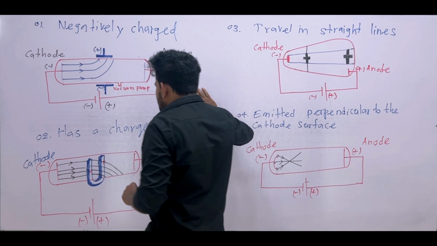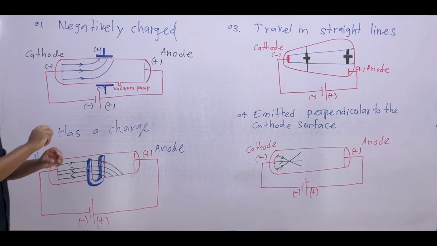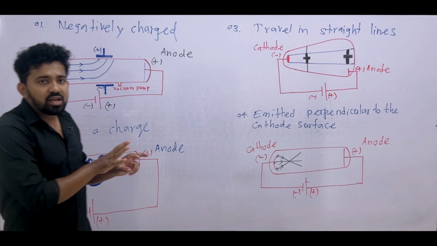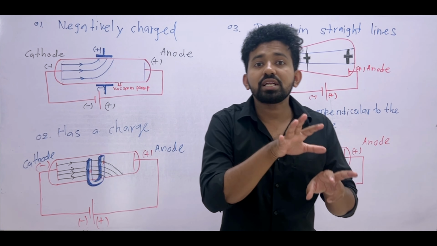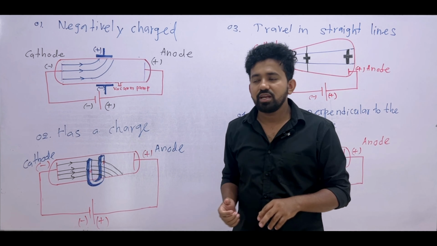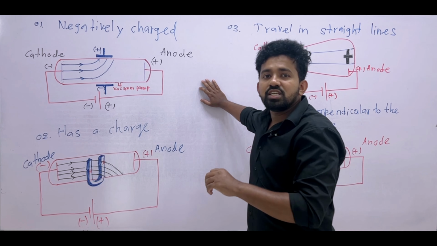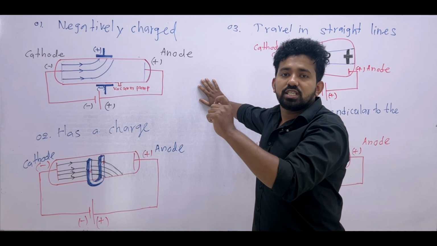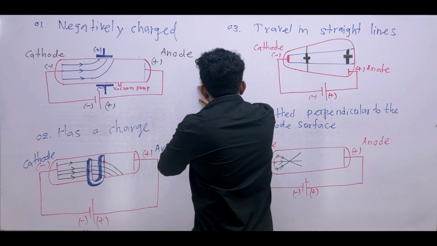And also by checking the direction in which cathode rays bend, the cathode rays bend perpendicular to the magnetic field in the direction in which a negatively charged particle bends. In that case we can also predict the cathode ray contains a negative charge.